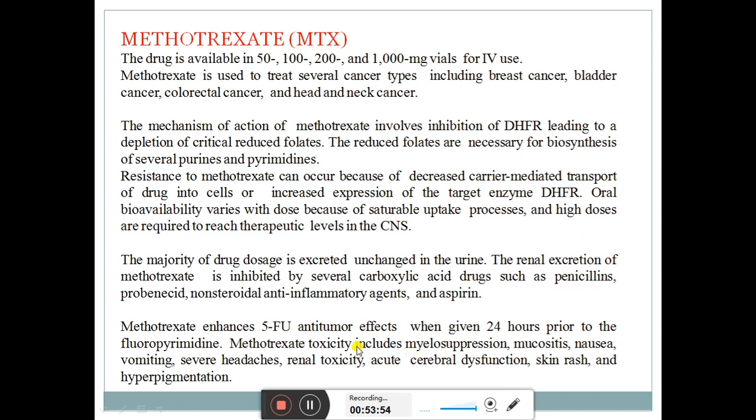Methotrexate toxicity includes myelosuppression, mucositis, nausea, vomiting, severe headache, then renal toxicity, acute cerebral dysfunction, skin rashes, and hypopigmentation. So these are the different side effects of methotrexate.